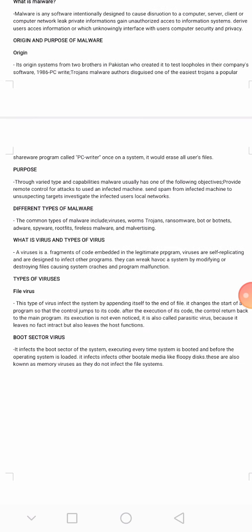Different types of malware. The common types of malware include viruses, worms, Trojans, ransomware, bots or botnets, adware, spyware, rootkits, fileless malware, and malvertising. What is a virus and types of virus? A virus is a fragment of code embedded in a legitimate program. Viruses are self-replicating and are designed to infect other programs. They can wreak havoc on a system by modifying or destroying files, causing system crashes and malfunctions.